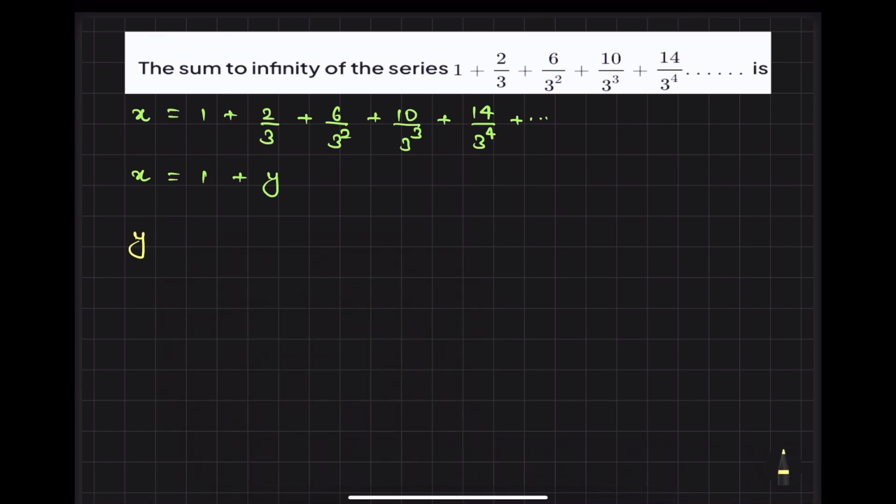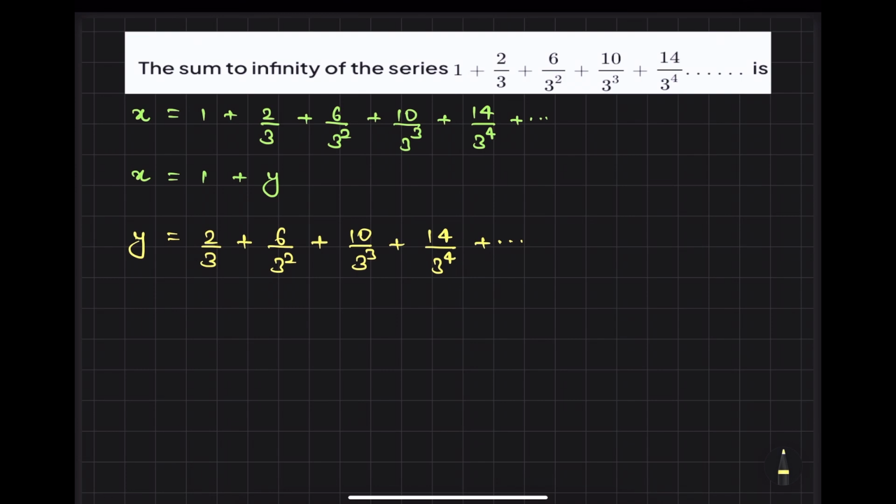So who is y? y is 2 by 3, 6 by 3 square, 10 by 3 cube, 14 by 3 power 4 dot dot dot. Okay, now what you have to understand, you know that it is AGP. So what we have to do, we have to find out r and then multiply and then write down the first term below the second term.